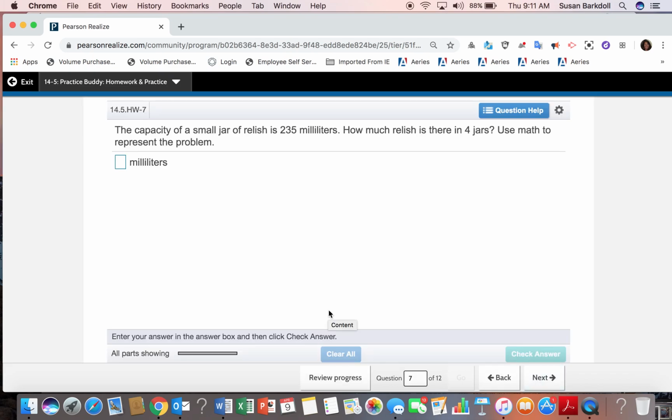The capacity of a jar is 235. How many relish is in 4 jars? Use math to represent the problem. Well, what you're going to have to do is add 235 4 times, or you could multiply 235 times 4. I'm choosing to multiply 235 times 4.